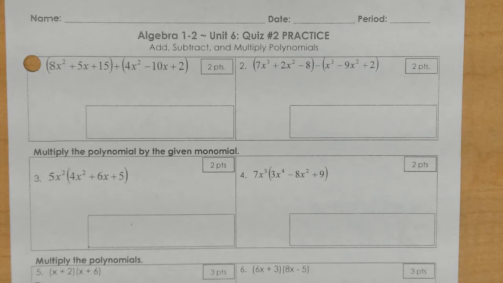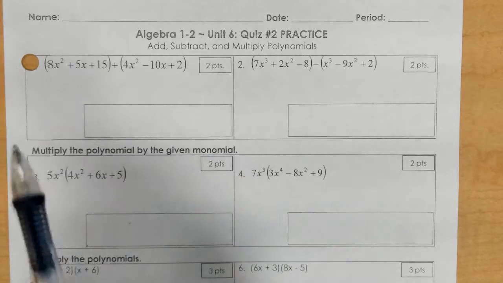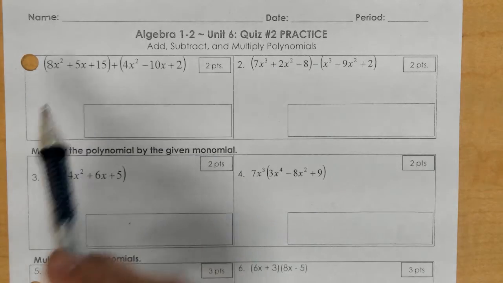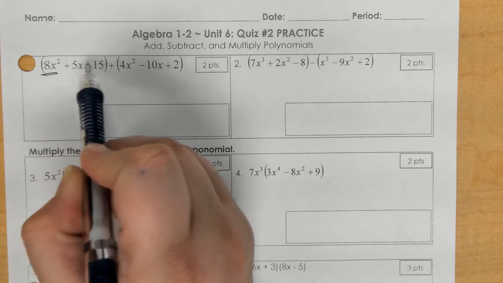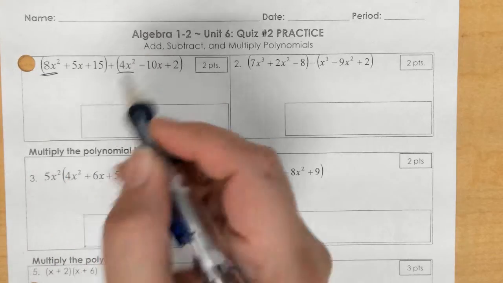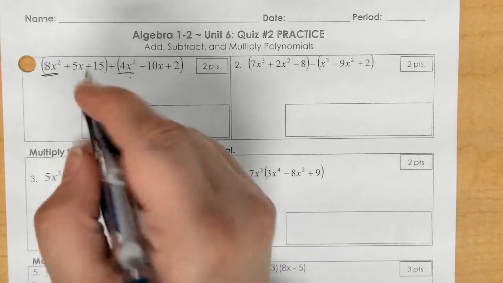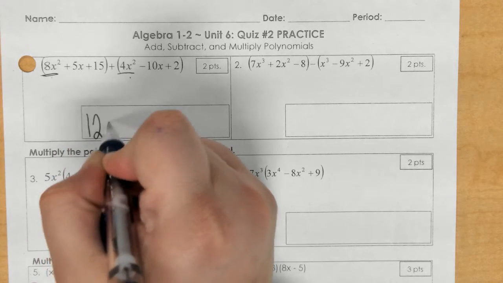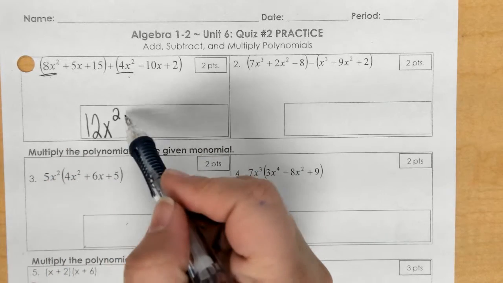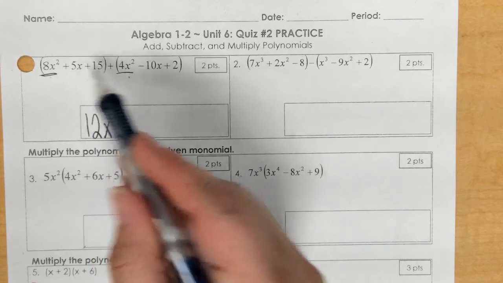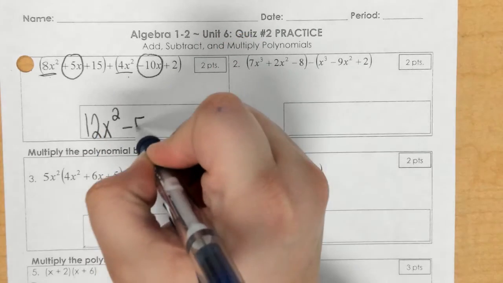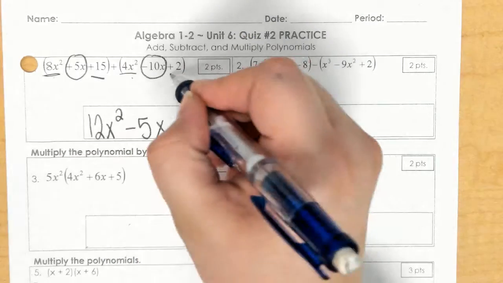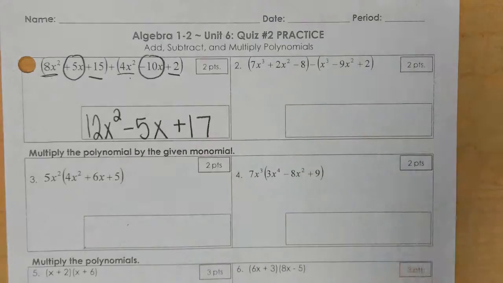For Unit 6, quiz number 2, we're going to add, subtract, and multiply polynomials. So for the first one here, to add polynomials, I'm going to look for the highest exponent, which I see as a 2, and match it with another 2 if I can. And so in this case, 8x squared plus 4x squared is 12x squared. And then I need to go to the x. Okay, so I've got a 5x and a negative 10x. And that makes negative 5x. And then 15 plus 2 is 17.